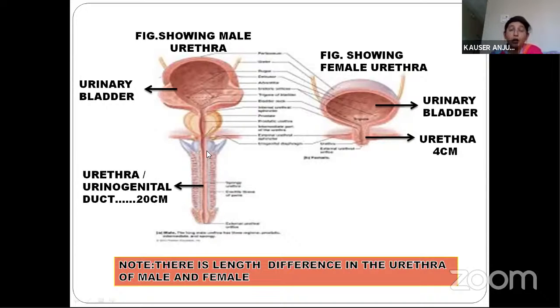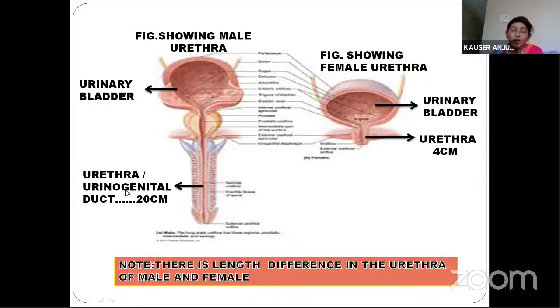This part is the male sex organ, which is the penis. Here the urinary bladder opens into the urethra. This urethra runs along the penis and opens outside. From the urinary bladder, the urine comes into the urethra, and the urine goes out through this penis. So it is very lengthy in its size.